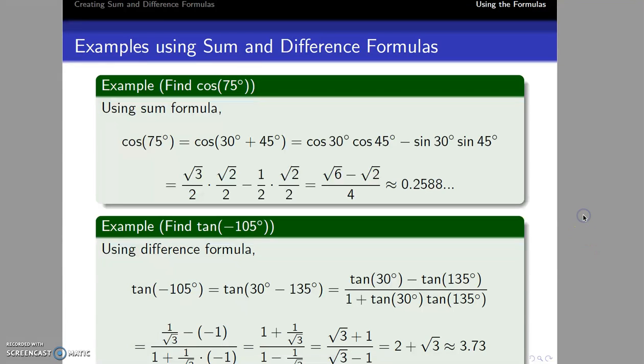Of course, if you don't want to be really fancy in how you simplify things, you would also just end up at root 3 plus 1 over root 3 minus 1. But if you did rationalize that denominator, as your author so does sometimes, you would end up at 2 plus root 3. At least I think you would. Yeah, we'll say that's what happens. So that is how you would use these formulas. You just find some sum or some difference that adds up to what angle you're trying to measure, and then use the appropriate formula.